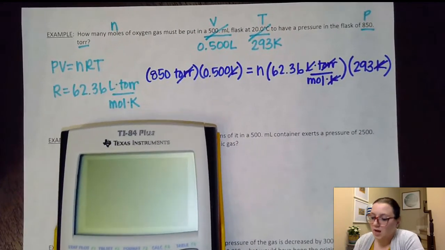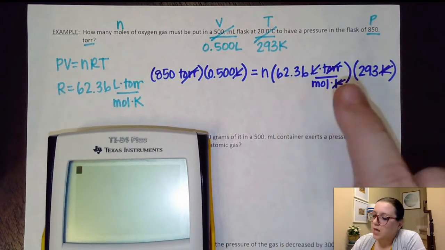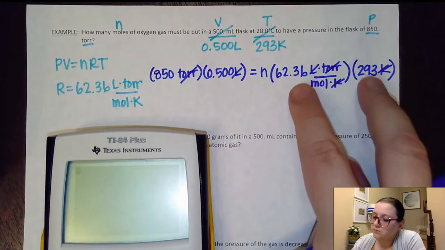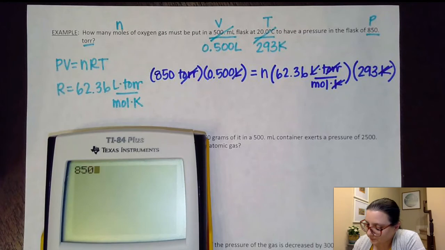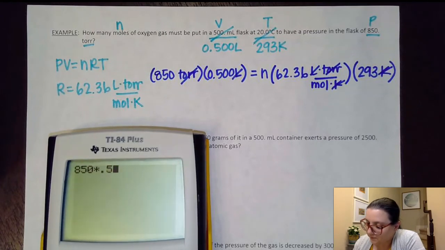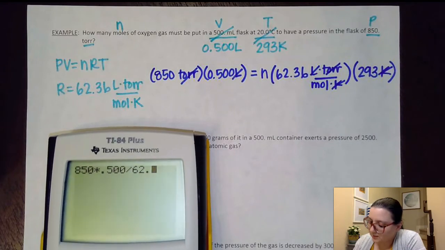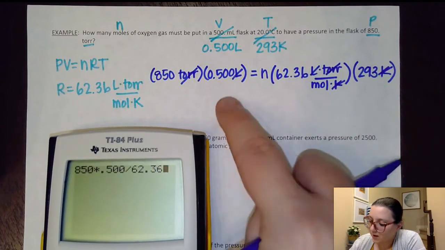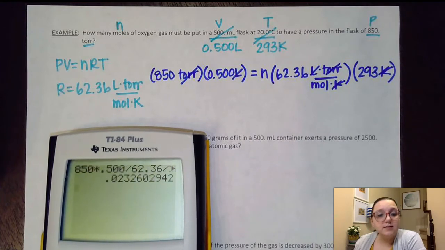To do this, I want to solve for N. Think of that as your unknown variable X. To get that by itself, I would want to divide these other two numbers over to the other side. That would leave me with 850 times 0.5, then I'm going to divide over the 62.36, and I'm also going to divide over the 293. And that gets this lovely number right here.